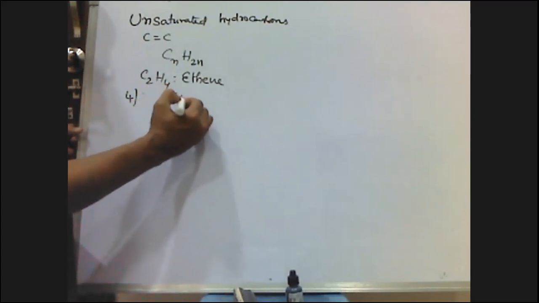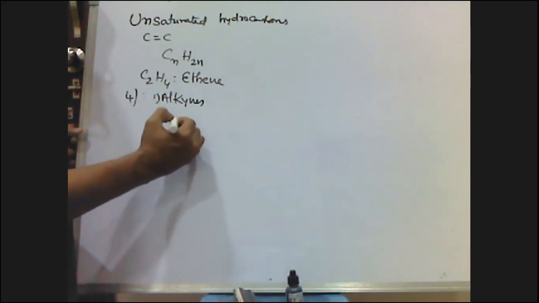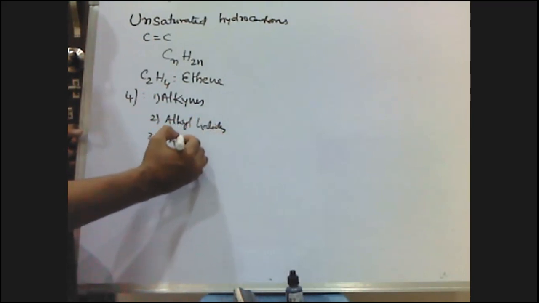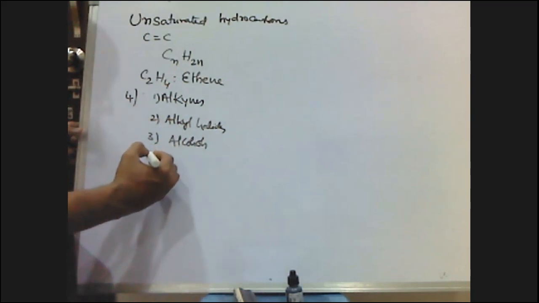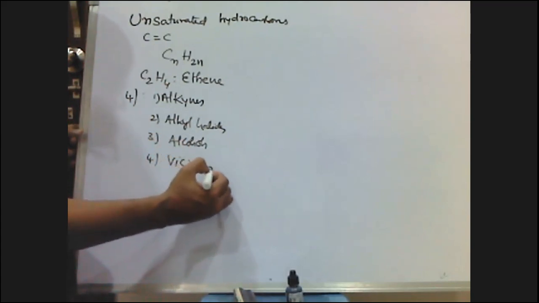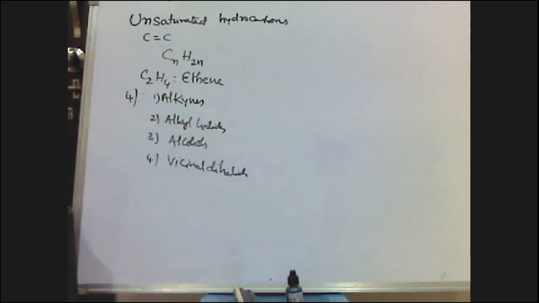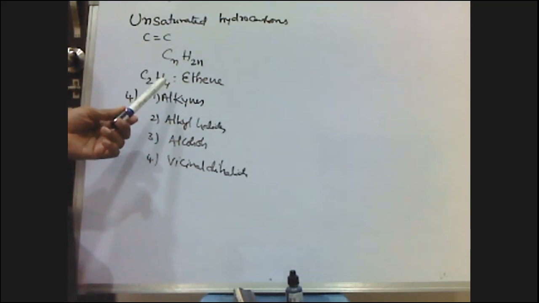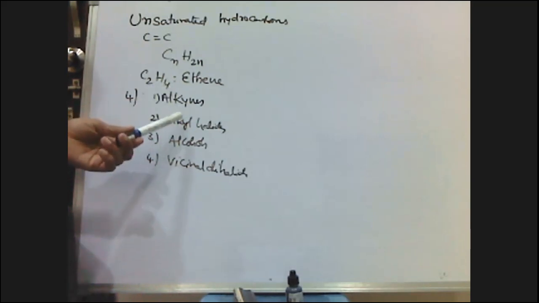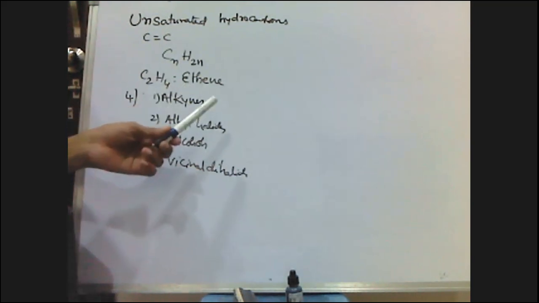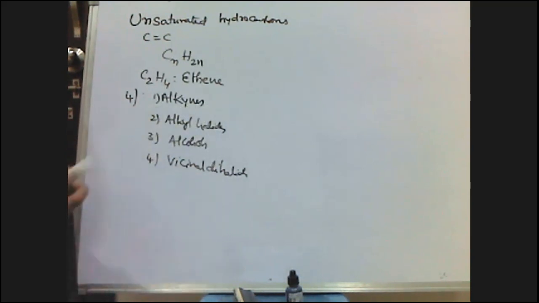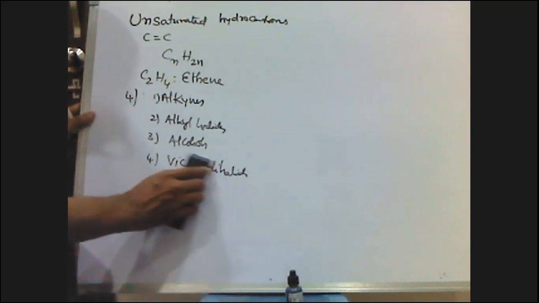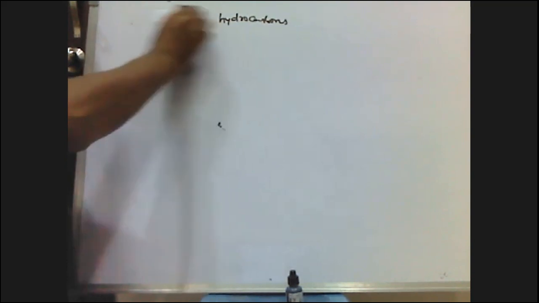One is from alkynes. Then the second one is from alkyl halides, that is vicinal dihalides. Then the third one is from alcohols. Then the fourth one is from vicinal dihalides. Preparation of alkenes from alkynes: when alkynes are treated with Lindlar's catalyst, or on reduction with sodium in liquid ammonia, they give alkenes. When alkyl halides react with alcoholic KOH, beta elimination occurs and alkenes are formed. When alcohols are treated with concentrated H2SO4 at 170 degrees centigrade, alkenes are formed. When vicinal dihalides react with zinc, they give alkenes.